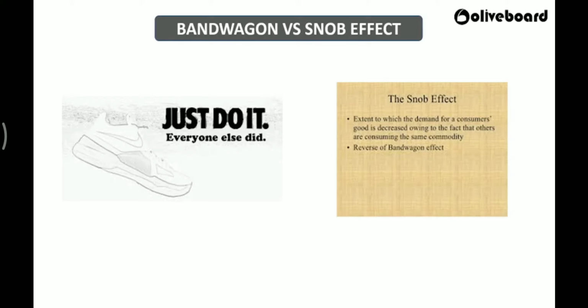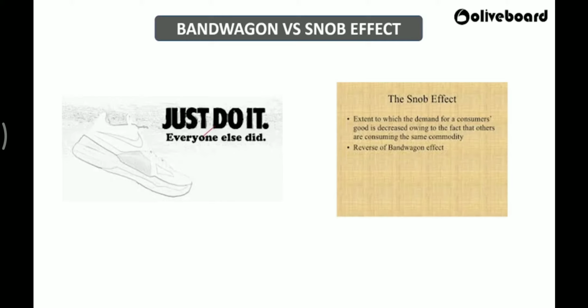Under that, we have three effects. One is called the demonstration or bandwagon effect, one is the snob effect, and one is the Veblen effect. We will see them one by one. What is meant by bandwagon or demonstration? It is quite common. Everybody is doing it, I also did. Everybody purchased, I also purchased, right? So that is called demonstration or bandwagon.